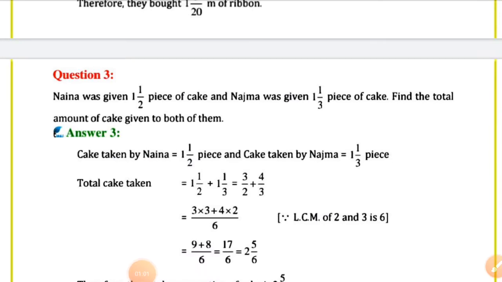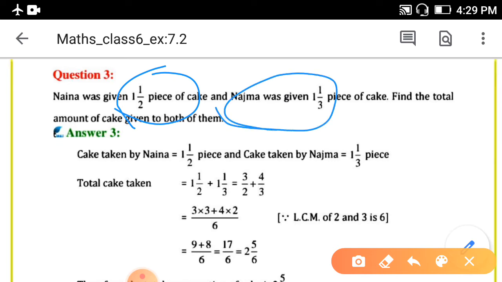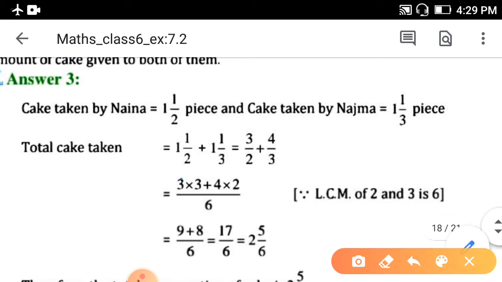Next, question number 3. Naina was given 1/2, it means 1.5 piece of cake. Nazma was given 1/3 piece of cake. Find the total amount of cake given to both of them. Here also you have to find the total amount. So total cake taken, you have to add, but here mixed fractions are there. You have to convert them into improper fractions or proper fractions.